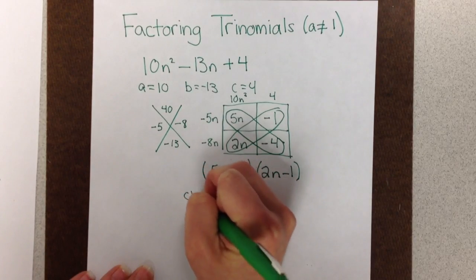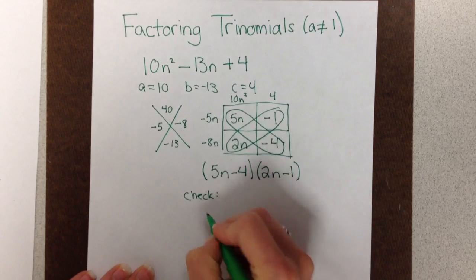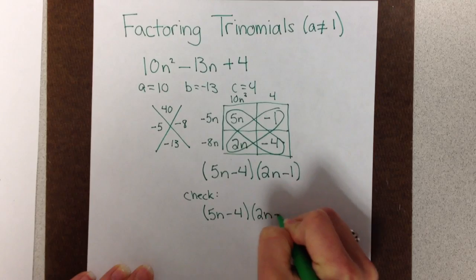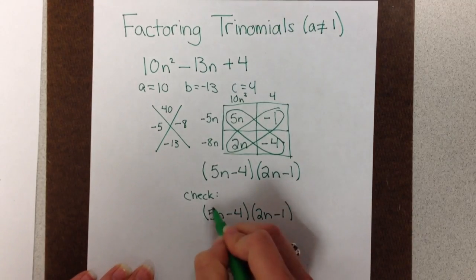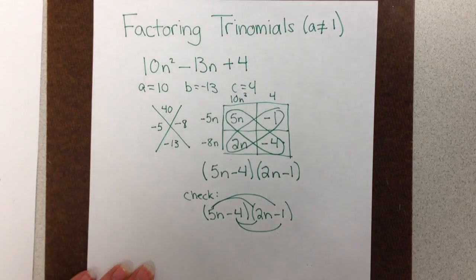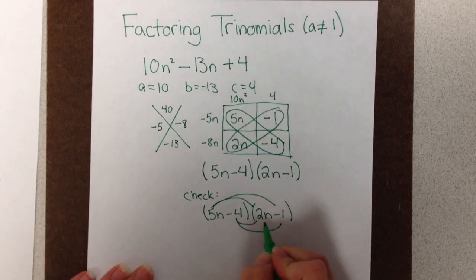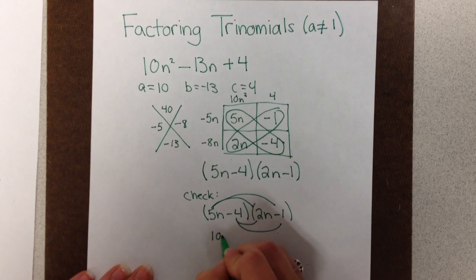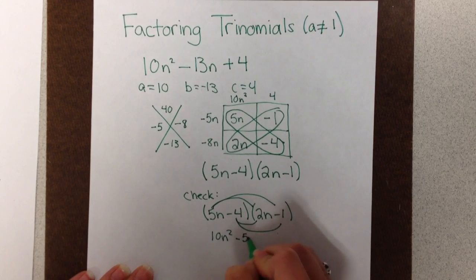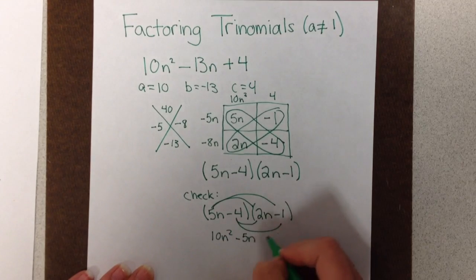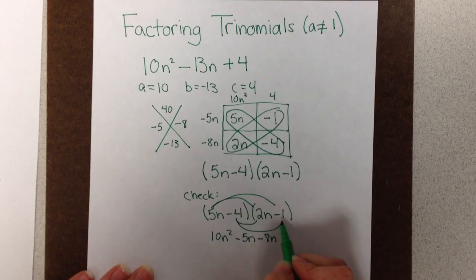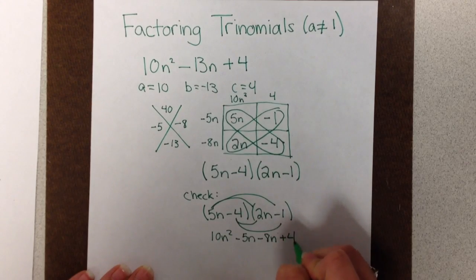To check, we would multiply our two binomials together. So we've got the quantity 5n minus 4 times the quantity 2n minus 1. We're going to use double distribution to expand and multiply these binomials. So 5n times 2n is 10n squared. 5n times negative 1 is going to be negative 5n. Negative 4 multiplied by 2n is going to be negative 8n. And negative 4 multiplied by negative 1 is going to be positive 4.